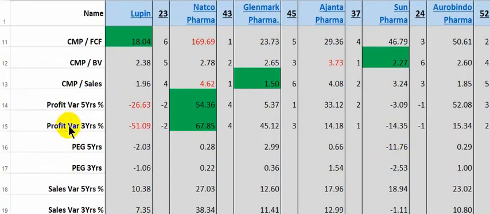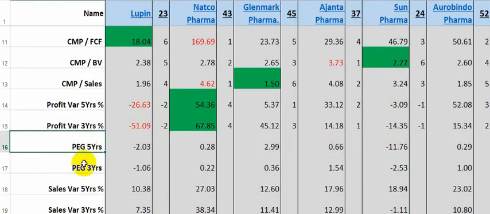So in terms of profit growth seen in the last 5 years and the last 3 years, Natco Pharma has managed to grow at the highest speed, at 54% and 67%, whereas Lupin has performed the worst, and profit has fallen at the rate of 26% in the last 5 years, and over the past 3 years the profit has fallen at a higher speed of 51%. In fact, Sun Pharma also has not done well in terms of growing its profit.